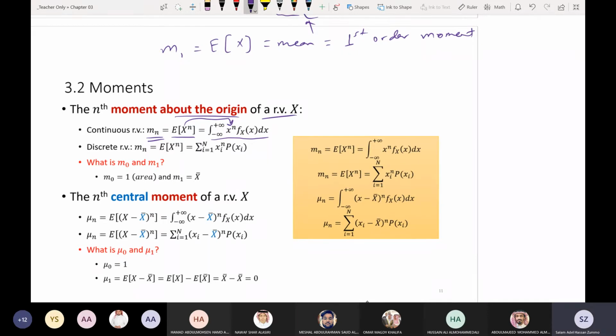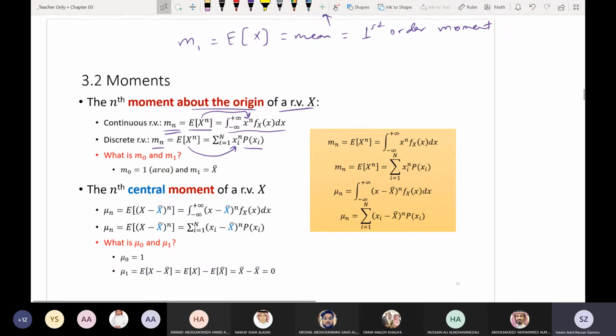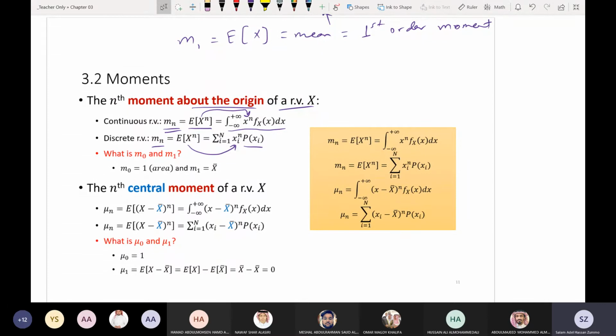And for the discrete random variable, Mn, the nth order moment around the origin, equals the expected value of X, which is nothing but the summation of P of X multiplied by Xi to the power n. This is called the moment around the origin. We'll talk about several examples in a minute. What do these moments mean? Let's take the first moment here, M0. What is M0? M0 is the expected value of X to the power 0, right? What is this equal to, guys?